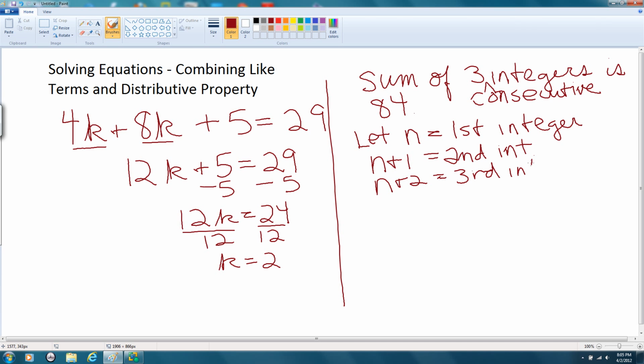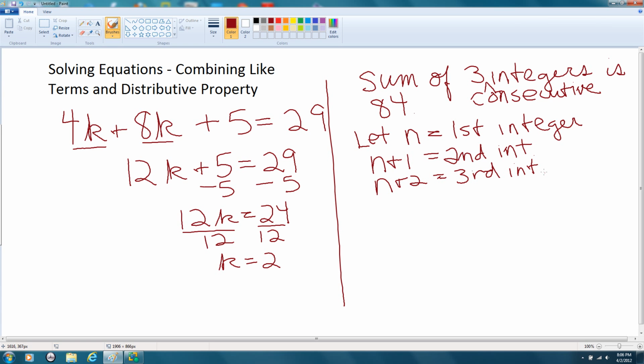So let's think of that. Let's say I had three integers and they were 2, 3, 4. Well, I start with 2, and then the second integer is 2 plus 1, and then the third integer is 2 plus 2. And that gives me 2 plus 1 is 3, and then 2 plus 2 is 4. So three consecutive integers will always be that way. There'll be n, and n plus 1, and n plus 2.